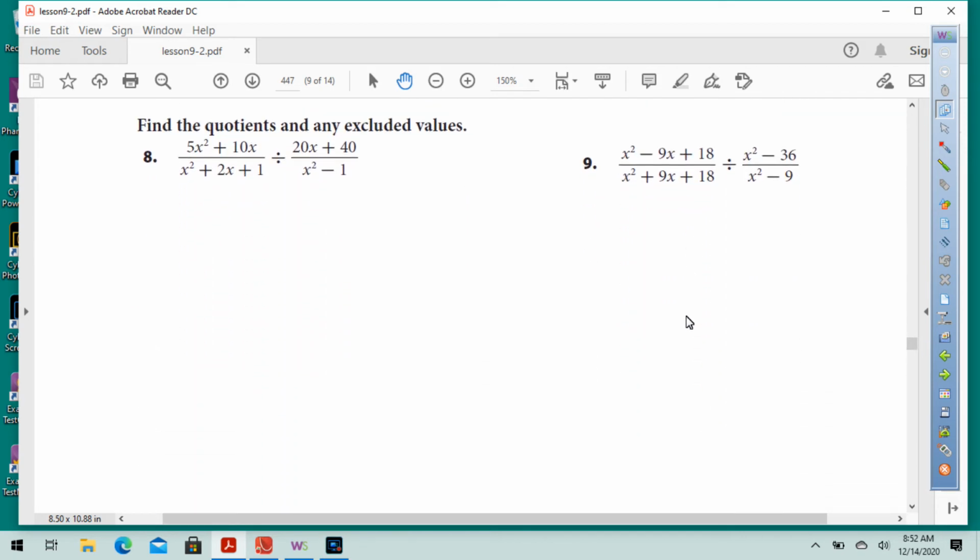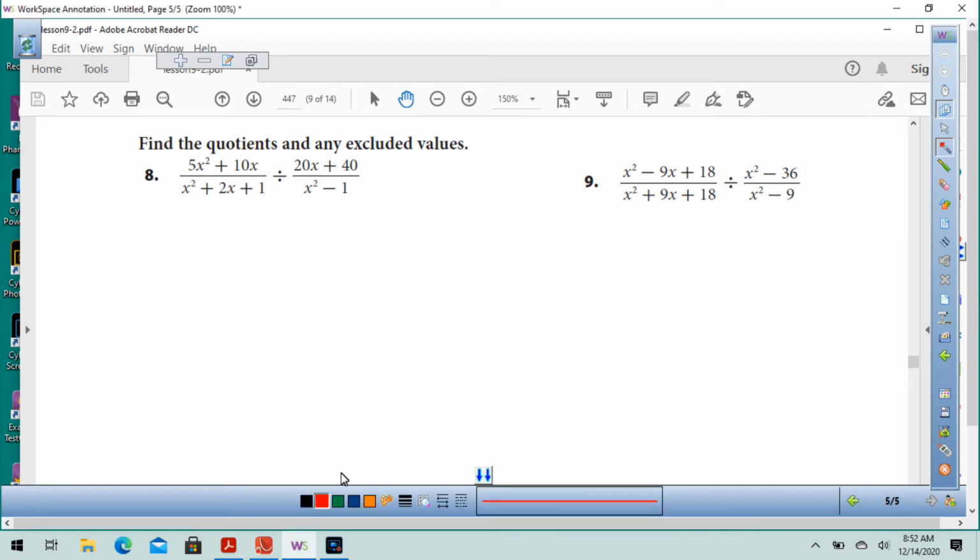Find the quotients and any excluded values. All right, a little more practice. Good deal. We can always use a little more practice. Let's see, quotient, that's dividing, right? So we're going to take this and divide it by that, and we're going to take that and divide it by that. What if we rewrite it like this? Make it a little bit easier.